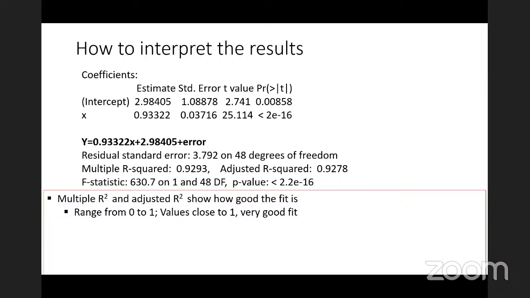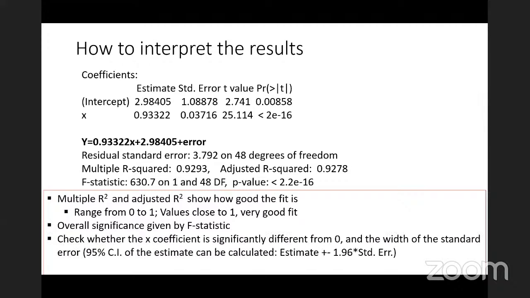We can say quite reasonably that the model that we have put over here, that is y is equal to 0.9322x plus 2.98405, is a good fitting model. The overall significance is given by the F statistic, and for the F statistic, a p-value is given. This p-value shows whether the model is statistically significant or not. Besides this, we also have to see whether the x coefficient is significantly different from 0. This can be seen by checking the standard error or the p-value, ideally both.